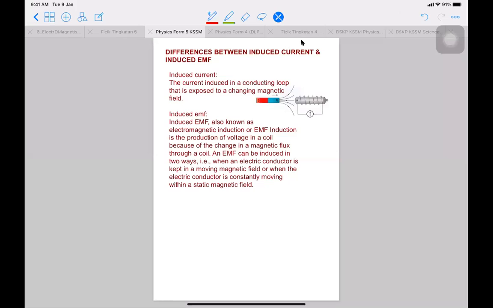Okay, so this is a continuation of what we have learned earlier today. So kita akan discuss balik pasal itu direct current generator and also alternating current generator. So someone asked me, what is the difference between induced current and induced EMF?